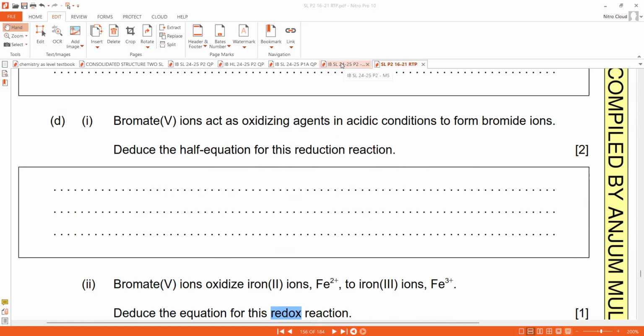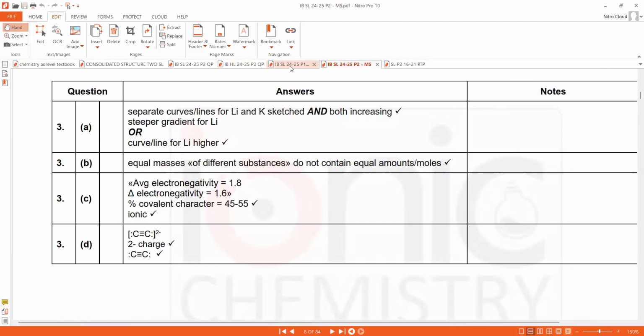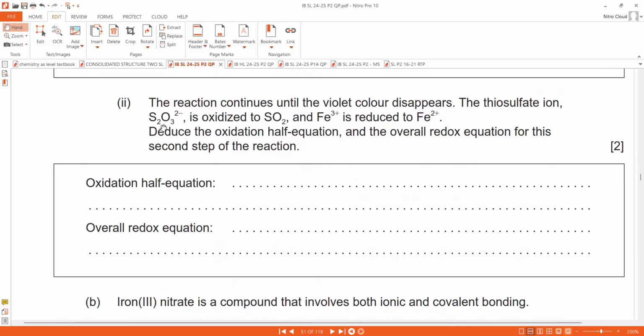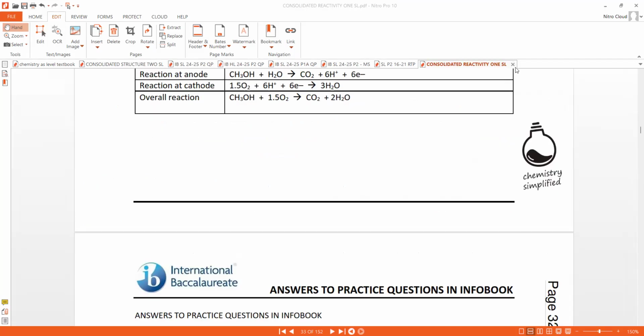Same thing you do for the other one. Yeah, here also. So then, yeah, that's all. So you may solve a few equations from the past papers or from the book. And if you have any problems, if you're not getting the answers correct, let me know. Okay, that's all about balancing redox equations.